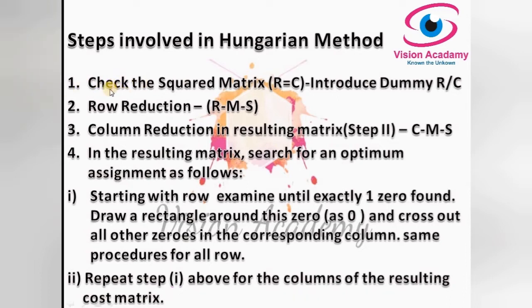The first step is to check the squared matrix, which means we have to check whether it is balanced or unbalanced. If it is unbalanced, introduce a dummy row or dummy column, so that we can make it balanced and proceed. Now let's check the problem to see whether it is balanced or unbalanced.